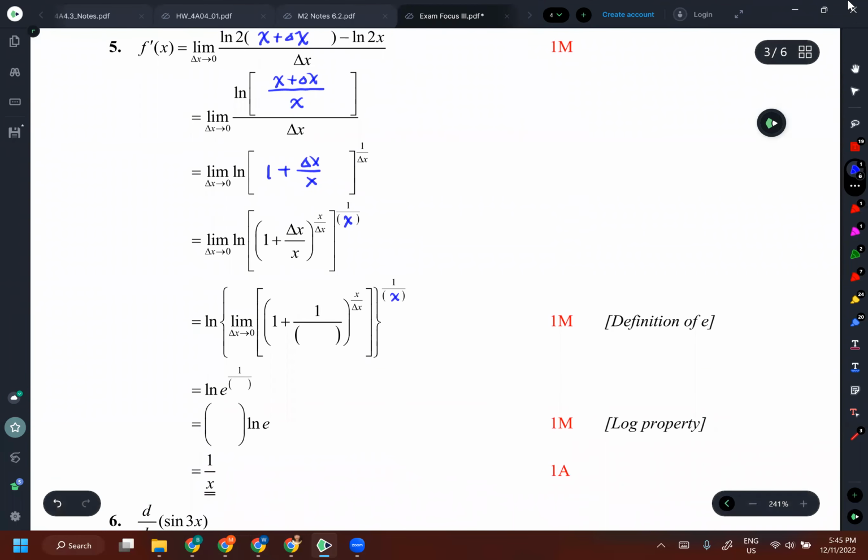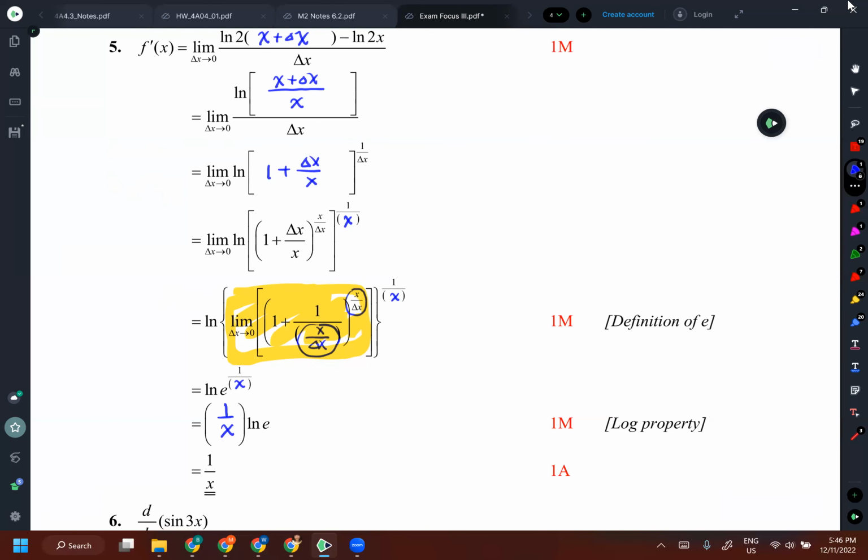And then I will change this one to 1 plus 1 over n. This is x divided by delta x to the power n. Now this part and this part must be identical, and both tend to infinity. You can see I secretly changed the position of the limits. Function of the log equals the log of the function. And then I have e to the power 1 over x. The whole thing here is e. This part is e. And then it's 1 over x log e. The final answer is 1 over x.